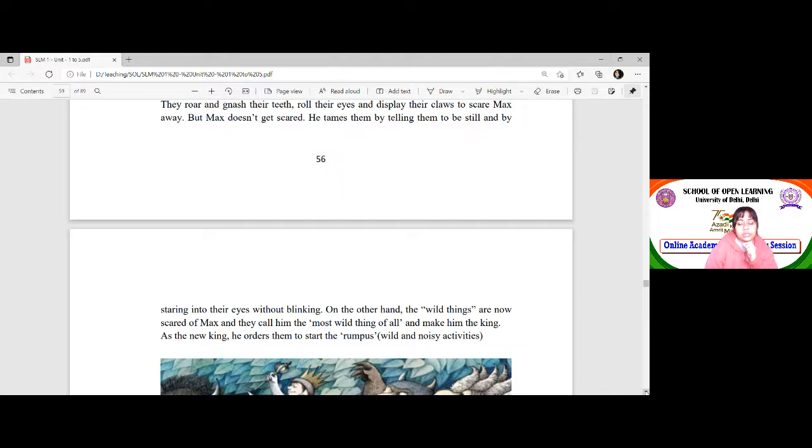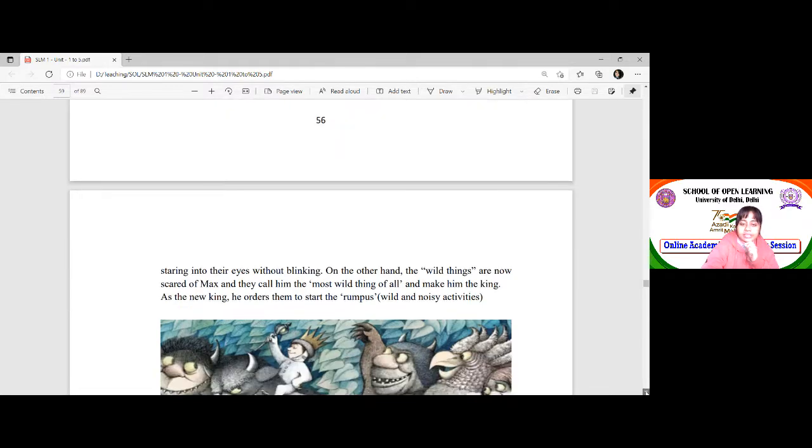On the other hand, the wild things are now scared of Max. So instead of scaring Max, the wild things become scared of Max, and they call him the most wild thing of all. You remember his mother called him a wild thing, and now even in his dream, the actual wild animals, just because Max has scared them, start calling Max wild, and they make him the king. Because he is the most wild thing who has managed to even scare and tame these wild animals, they make him the king of their wild kingdom.